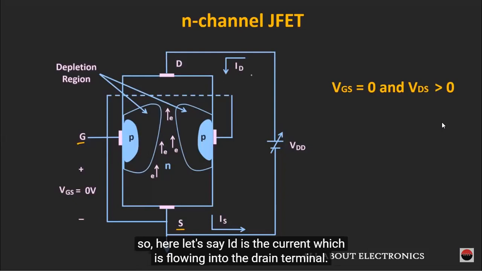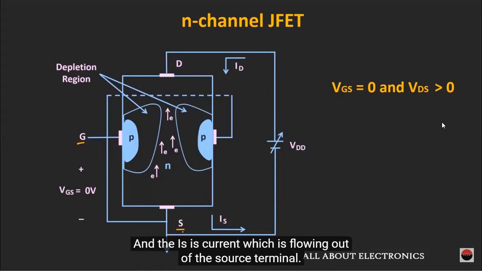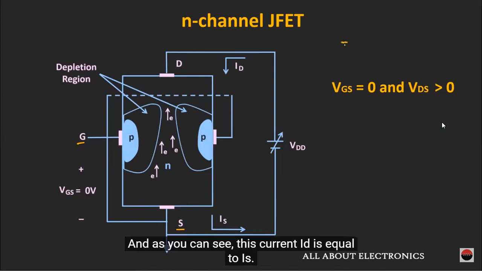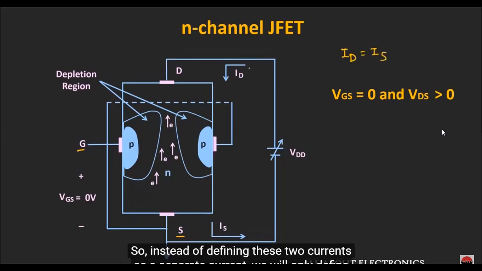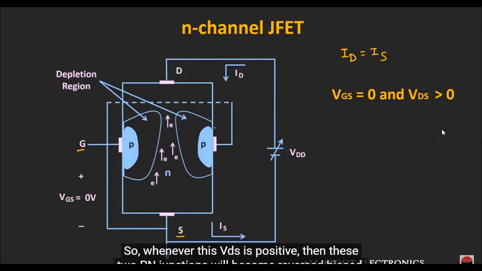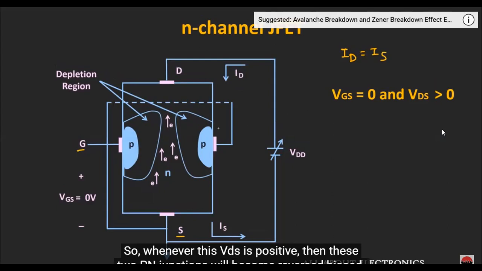So here, let's say ID is the current which is flowing into the drain terminal, and IS is the current which is flowing out of the source terminal. And as you can see, this current ID is equal to IS. So instead of defining these two currents separately, we will only define this drain current ID. So now considering this VGS is equal to 0 and this VDS is positive, let's see how this N-channel JFET works. So whenever this VDS is positive, then these two PN junctions will become reverse biased.